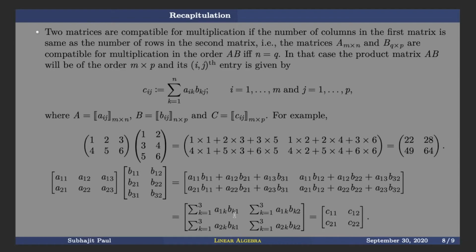So this row index will be corresponding to the first row of the first matrix, the left matrix at the left. And this one over here, C11, will correspond to the first column of the right matrix, of the second matrix. Now, what is there in the middle? A1K, BK1. K is running from 1 to 3. Now you match this one with what you did just now.